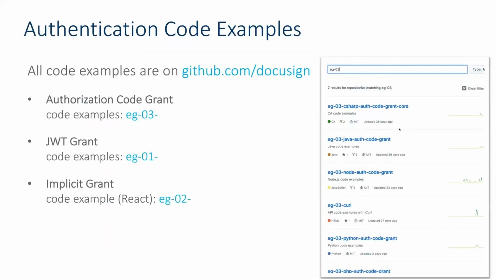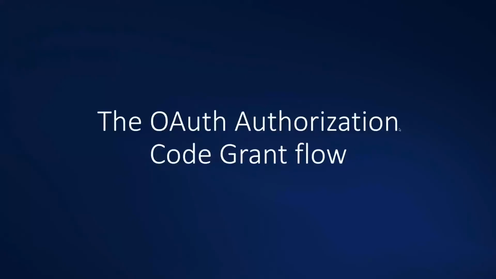But we recommend the SDKs. If you're looking for example of how to do JWT grant flow, then there's a set of those code examples starting with EG-01. So now I want to shift gears a little bit and talk specifically about the OAuth authorization code grant flow.